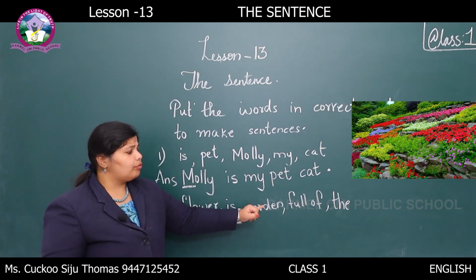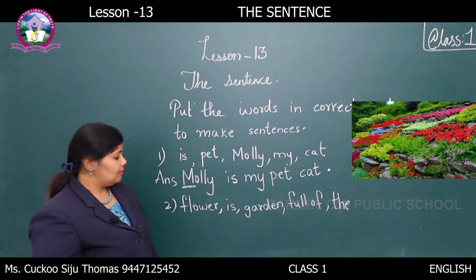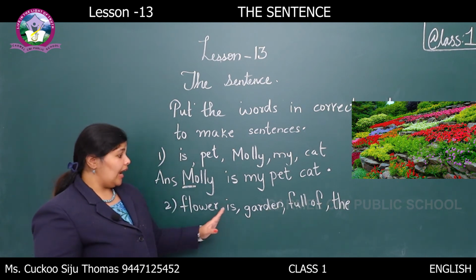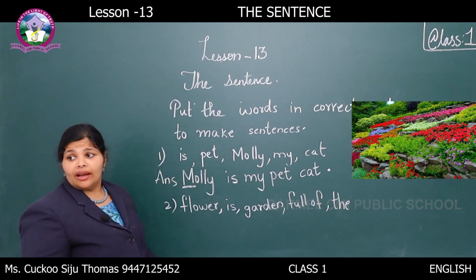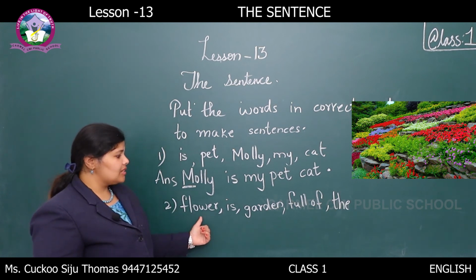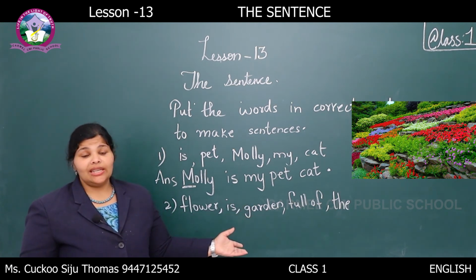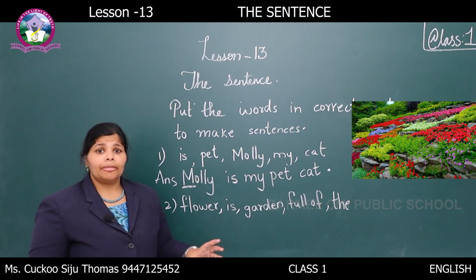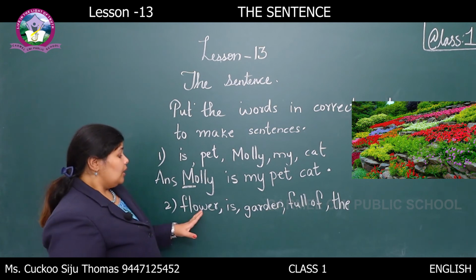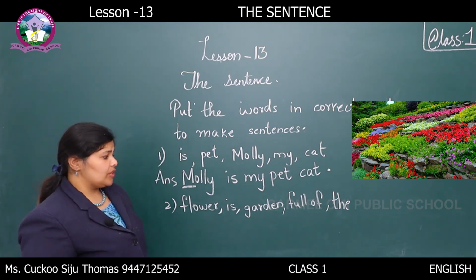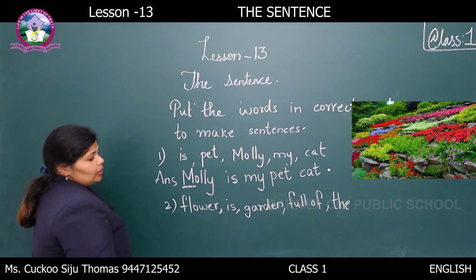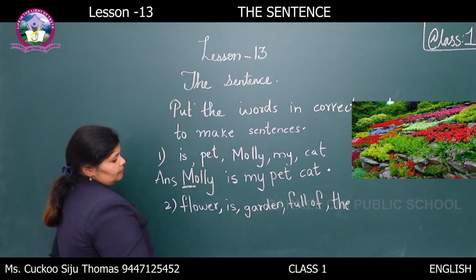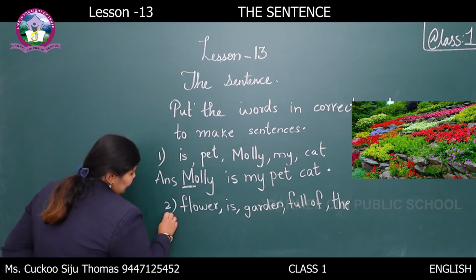Flower is garden full of the. So, from this we can understand there is a garden and there are flowers in the garden. Garden is there, flowers is there, full of. Isn't it? When we see the flower, where does the flower come? In the garden. Isn't it? So, we have to arrange this sentence first. How will you write it?